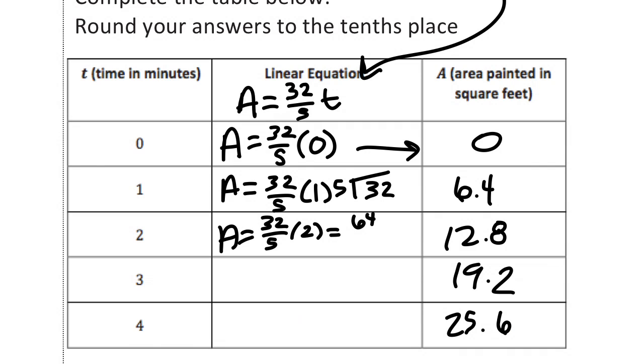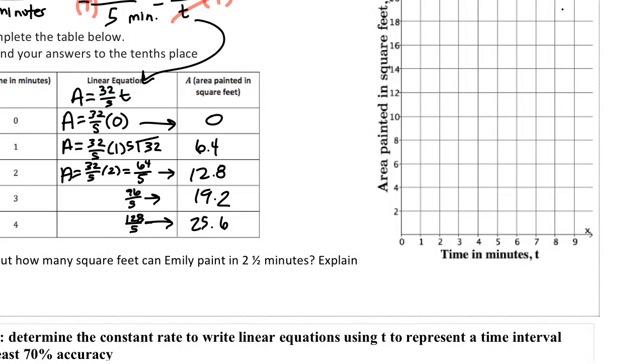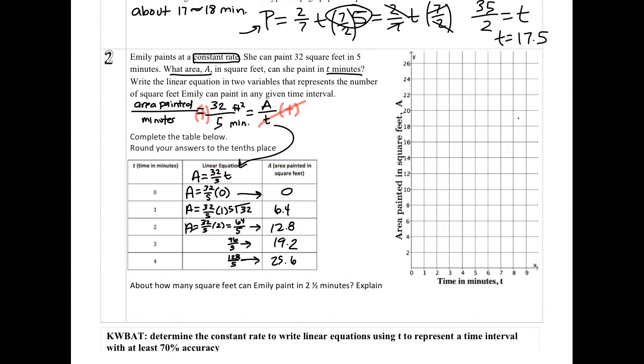This would be 64 over 5. If you divide it, you'll get that answer. Okay. The next one would be 96 over 5. And if you divide that, you'll get your answer. And the last one would be 128 over 5, which will be that answer. Okay, so if you got that, great. Let's move on to actually putting this on our graph here.